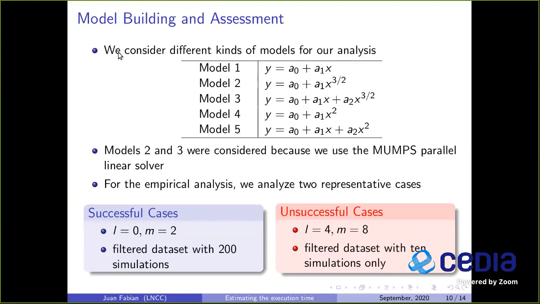We consider 5 models as shown in the table. Models 2 and 3 were considered because we use the MUMPS parallel linear solver. The empirical analysis is carried out for each combination of L and M. In the following, we analyze 2 representative cases, a successful case and an unsuccessful case. For the successful case, L is 0 and M is 2. And for the other, L is equal to 4 and M is equal to 8.